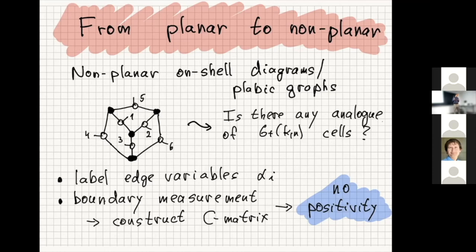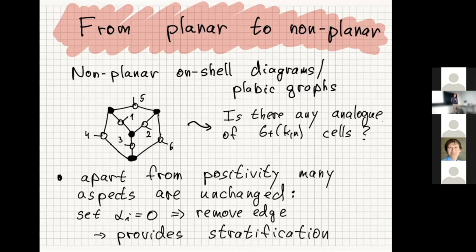Now, the thing is that you can take the graph, label it using edge variables, do the boundary measurement, and construct the C matrix. That's not a problem. That works as well. The problem is that there is no positivity. So fixing the signs for alpha doesn't give you anything for the minors. The minors are not positive. It just seems to be some C matrix in G(k,n).